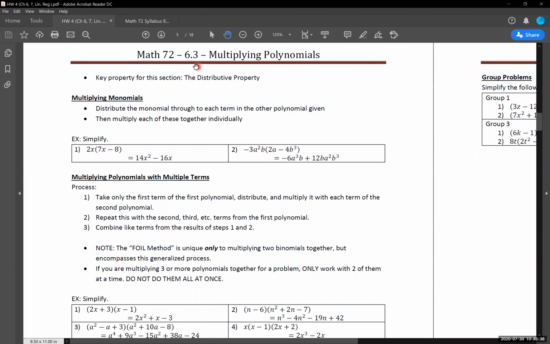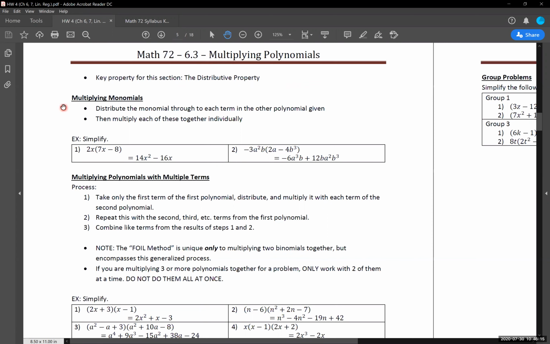So today we are going to be covering section 6.3, which is working with multiplying polynomials together. Now the key property that's going to come into play when we are multiplying polynomials is the distributive property. It's one that we've actually already worked with up to this point, but now we're going to be doing this with larger, slightly grosser looking numbers, values, and terms. But at its core, the distributive property is what's going to make this entire section work for us, or not work for us if we don't use it properly.